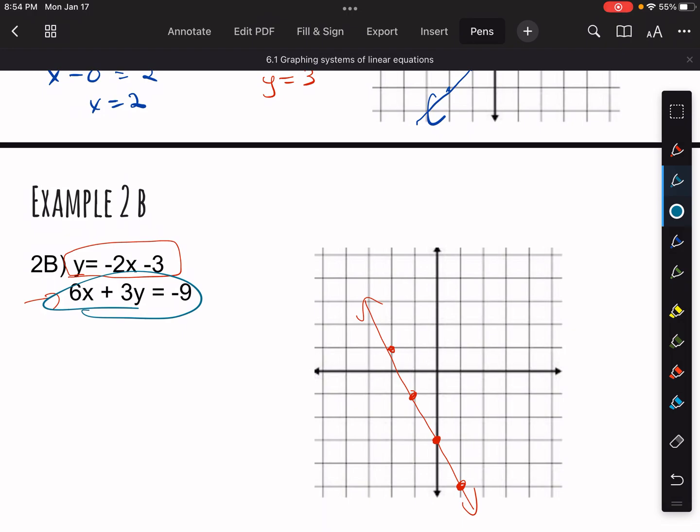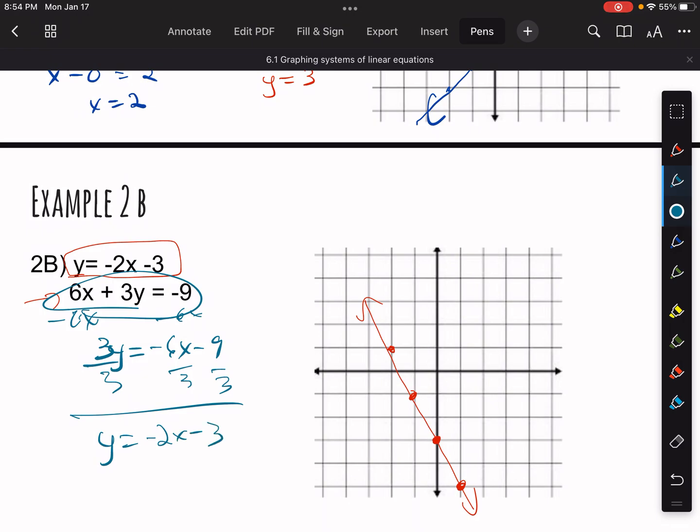Let's solve this one for y. So we'd have 3y is equal to negative 6x minus 9. I just moved the 6x over, right? And then divide everything by 3. Okay, when I do that, I get y is equal to negative 2x minus 3.